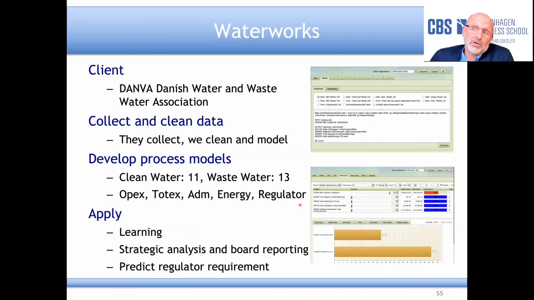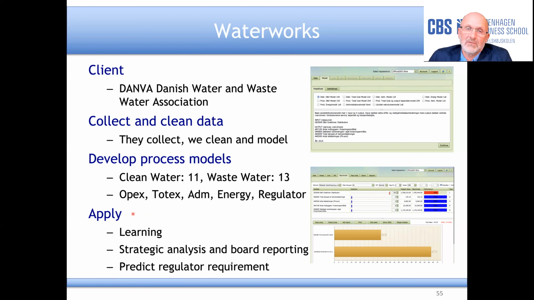We have done a lot of work on a totally different area, namely waterworks, for the Danish Water and Wastewater Association. We have basically developed 11 models for clean water and 13 for wastewater, and we focused on different things like OPEX, CAPEX, administration, energy efficiency. We also implemented the model that the regulator is using to evaluate the companies, so that they could basically play against that. So this is illustrated here, and it has been used actively for these companies to learn from each other.